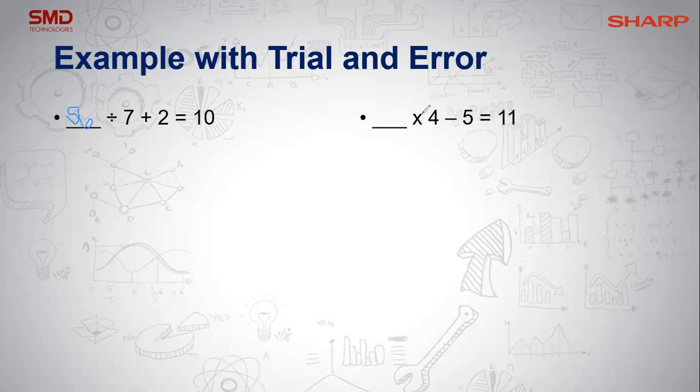So that's too high. So let's go down a notch. 4 times 4 is 16. Minus 5 is 11. So we have found it on the second go round. Lucky us. Okay, so you can see it takes a little bit of practice. And obviously, the more practice that you do, the better you get at it.